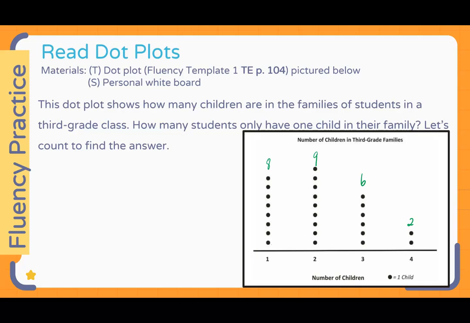Okay. So they want to know how many students only have one child in their family. Let's count to find the answer. Sorry, I read it wrong. How many have only one child? Here's the 1. There are 8.